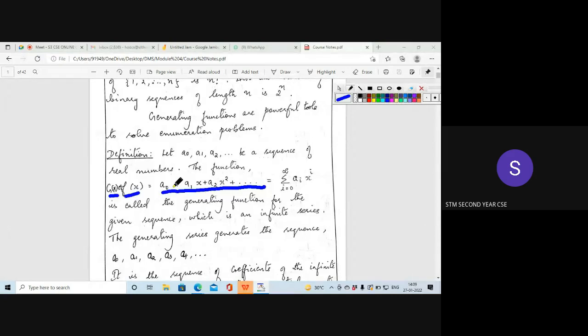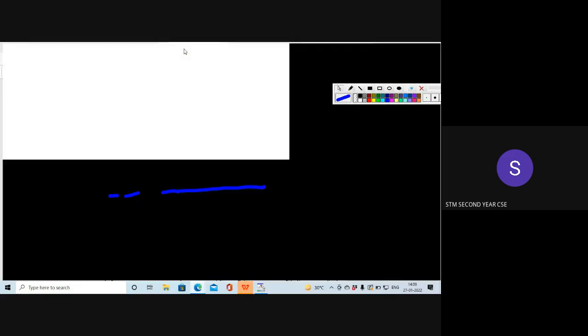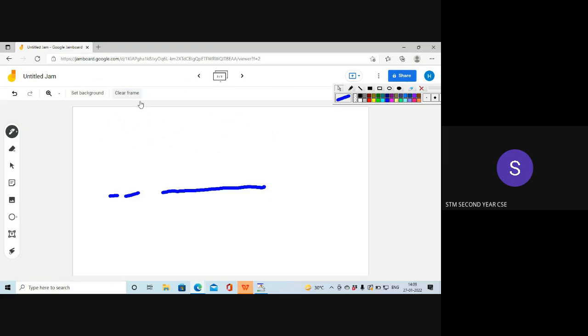Okay, how do you write the generating function? I said that you can represent it as either g of x or f of x. And this f of x is equal to, it is written in powers of x, that is a0 x raised to 0 plus a1 x raised to 1 plus a2 x raised to 2 plus a3 x raised to 3 and so on.